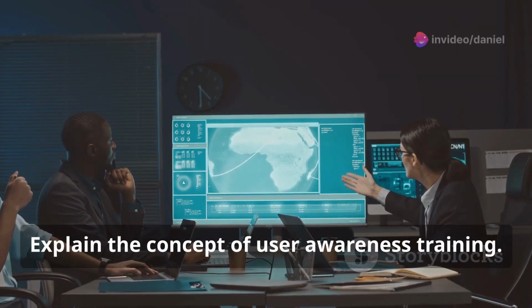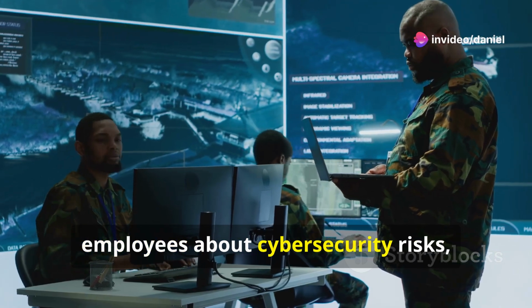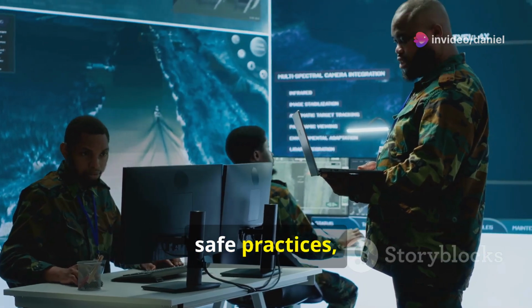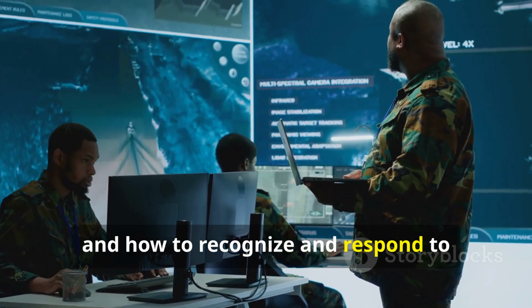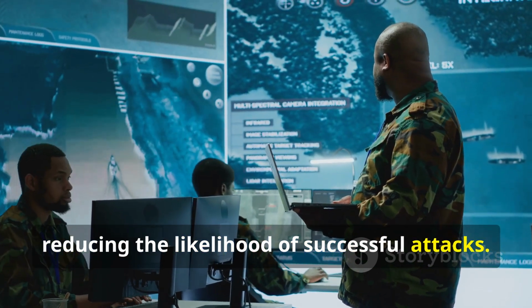Explain the concept of user awareness training. User awareness training educates employees about cybersecurity risks, safe practices, and how to recognize and respond to security threats, reducing the likelihood of successful attacks.